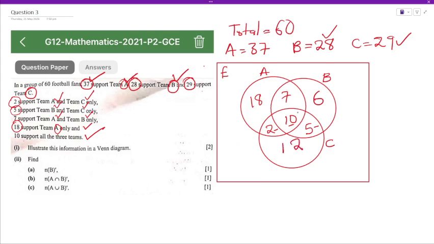Now let us confirm that all the values have been correctly plugged in. Team A, we're told the total is supposed to be 37. Let us add everything in team A and see what we get. So we're going to say 18 plus 7 plus 10 plus 2. What does that give us? It gives me exactly 37, meaning set A is correctly filled in. Okay, we go to the next one.